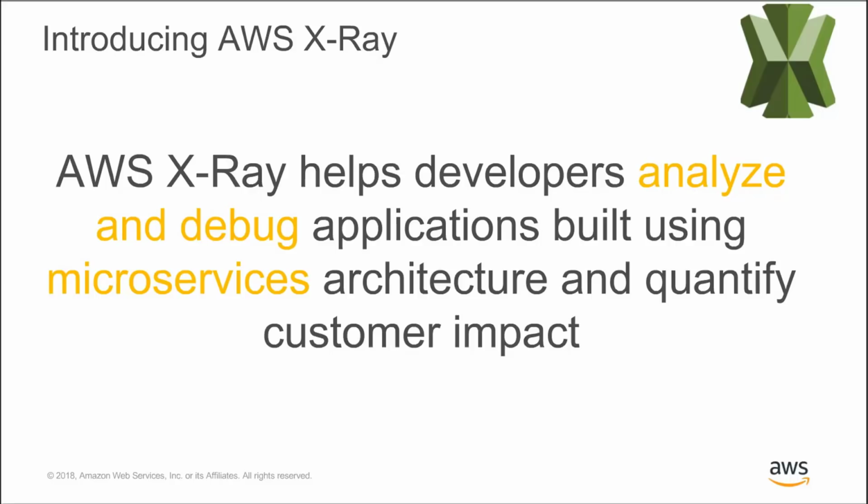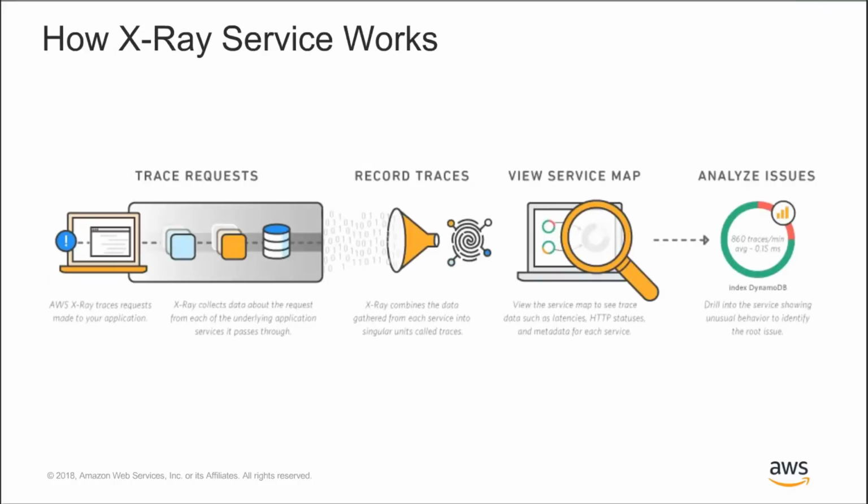information. So what is the solution that we're going to use today to help you monitor and generate distributed tracing across your application? AWS X-Ray. AWS X-Ray helps developers analyze and debug applications built using microservices architecture, and most importantly, quantify the customer impact. And we will see in the demo how this is going to be available to you.